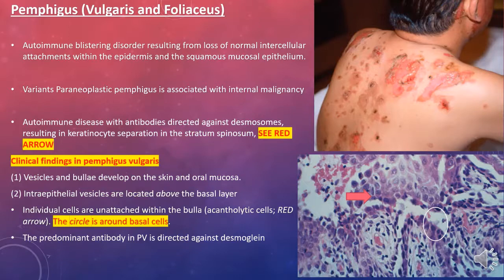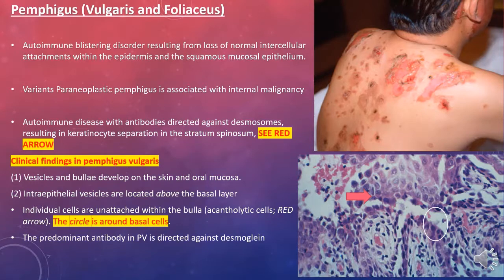So pemphigus has four main subtypes: the pemphigus vulgaris, and the pemphigus vegetans, which is a very rare variant of it, and the pemphigus foliaceus, which is a reddened variant, and the paraneoplastic pemphigus, which is due to neoplastic lesions, and the fourth one is IgA pemphigus. Again, for you guys, pemphigus vulgaris is the most important one and is the most common form of pemphigus.